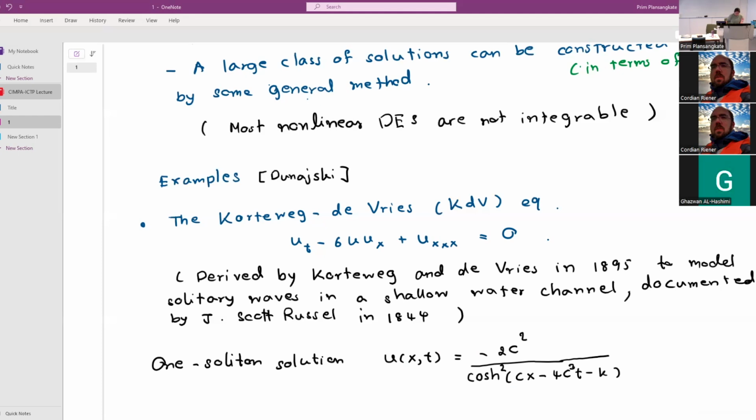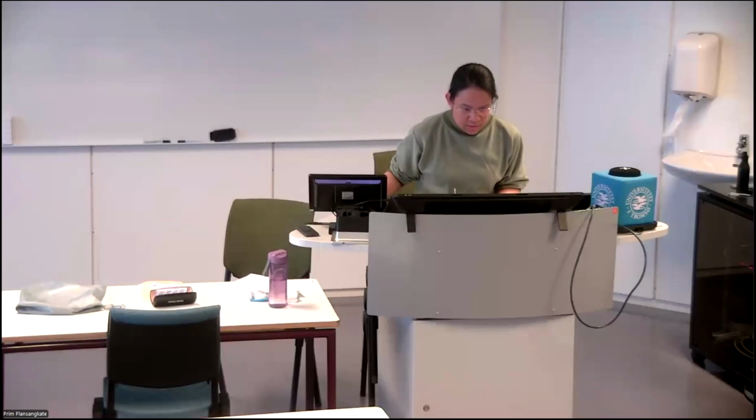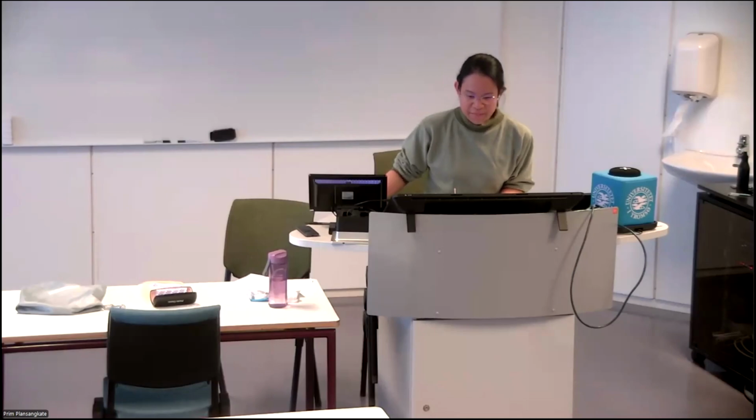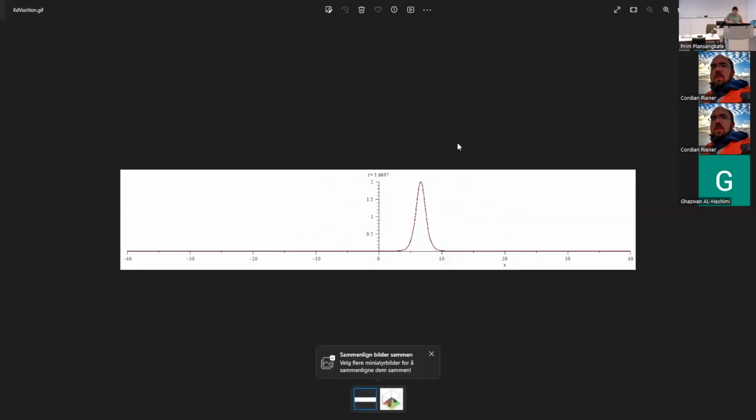But I have to share this with you. So I stop sharing this one, and then, yes, you see. So what you see here is actually minus u, minus the solution. It's like this lump that moves, and as it moves it just retains its shape. Right. So let's stop sharing this.